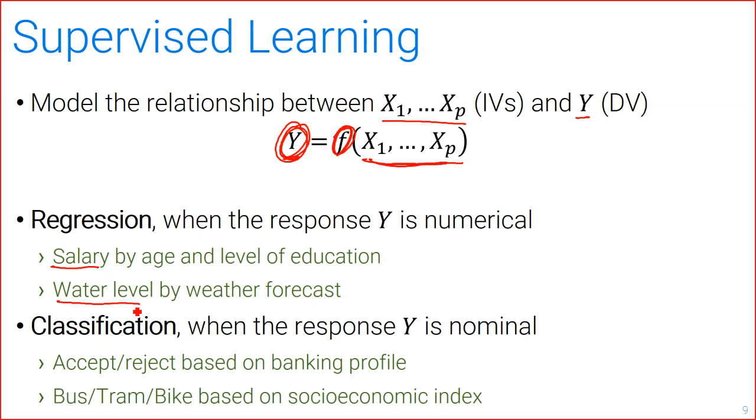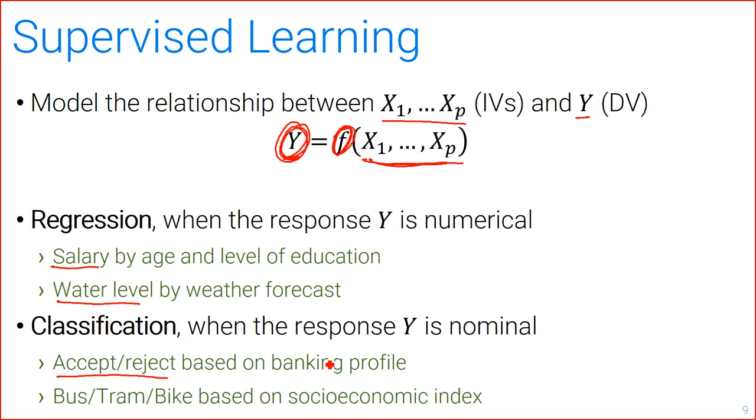And on the other hand, we have classification problems in which the dependent variable is actually nominal. So it's something that we cannot attach a number to, or we can, but the numbers are completely arbitrary. So you can think, for example, if we work in a bank and we have the banking profile of different clients, and those will be the X's, the independent variables, and the variable that we want to predict is the accept or reject of, for example, a mortgage, whether we accept or reject the mortgage based on the banking profile.